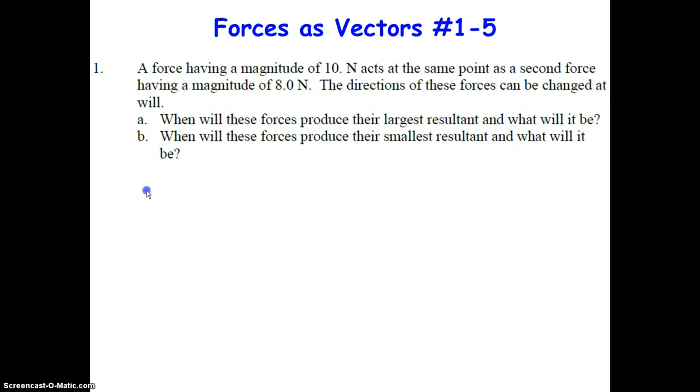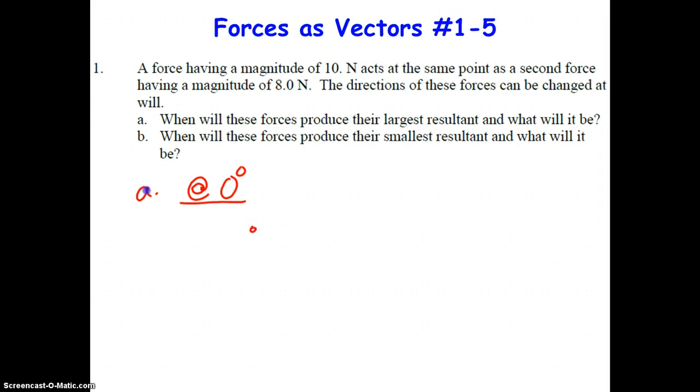Let's start with A. This question, when will these forces produce their largest resultant, and what will it be, should sound familiar to you. And these will produce their largest resultant when they're orientated at 0 degrees to each other. That's when the maximum resultant is always produced by any two vectors.